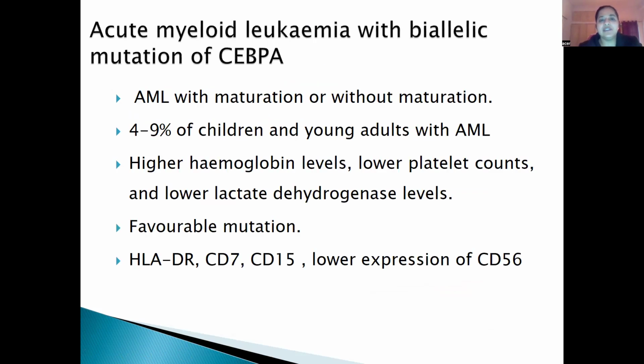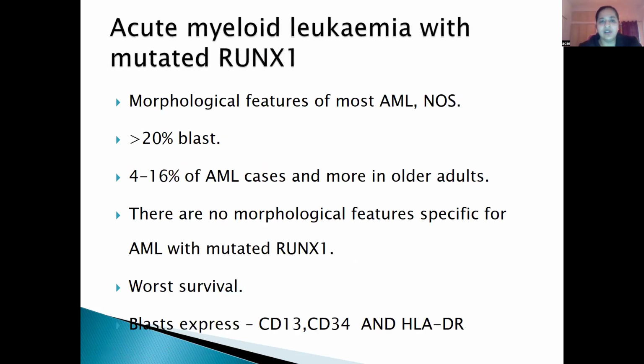Now we have the CEBPA mutation. It is seen in patients with or without maturation, and it has got the favorable mutation. In this, there is lower LDH. Now, acute myeloid leukemia with mutated RUNX1, it has got the worst survival. So, the AML which has the worst survival is with the mutated RUNX1.